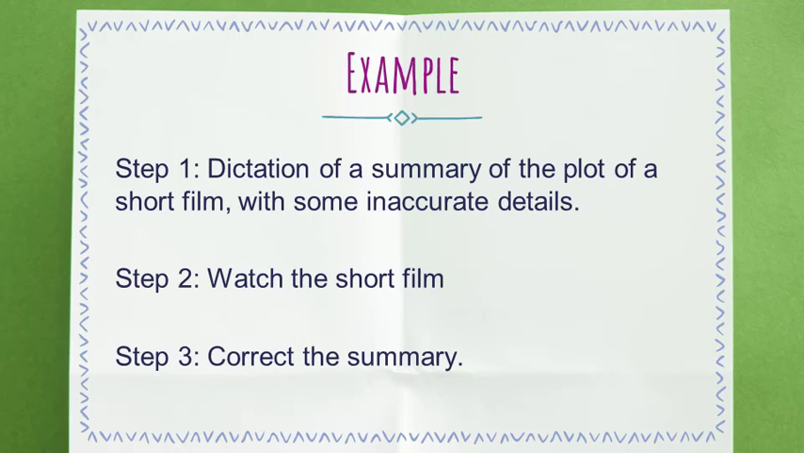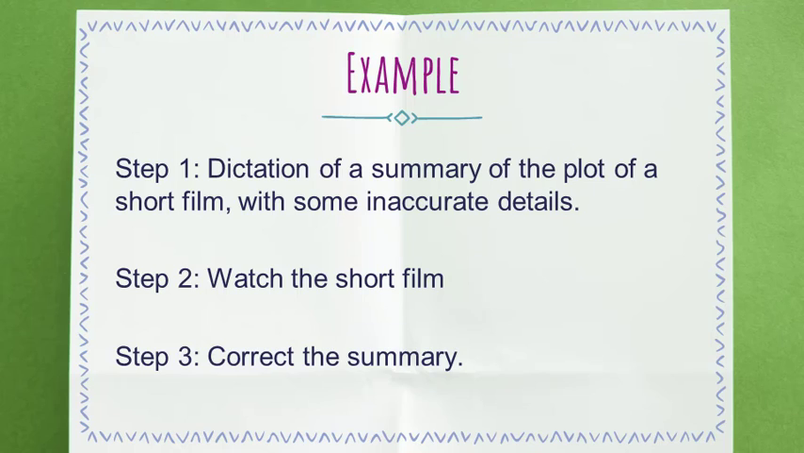In this other example, the focus on meaning happens after the dictation. And this activity also serves as a pre-watching activity to help learners anticipate some of the content of a short film they're about to watch. The way it works is, first, the teacher reads a paragraph, which is a summary of what happens in the short film. But that summary is going to have some inaccurate details.